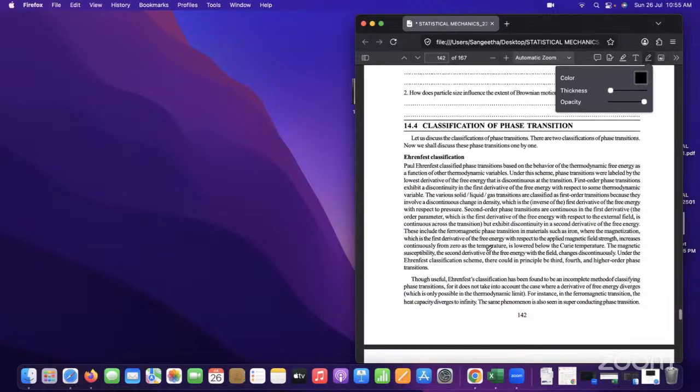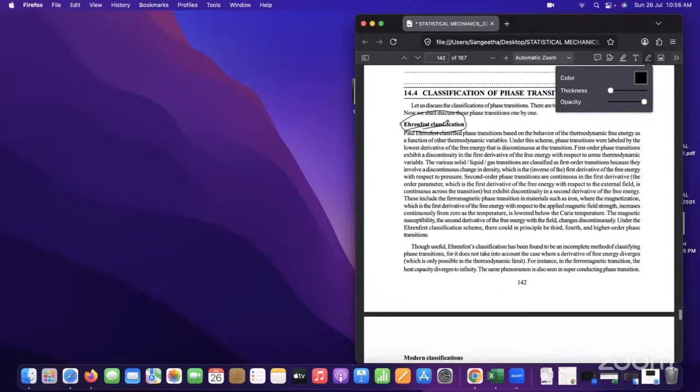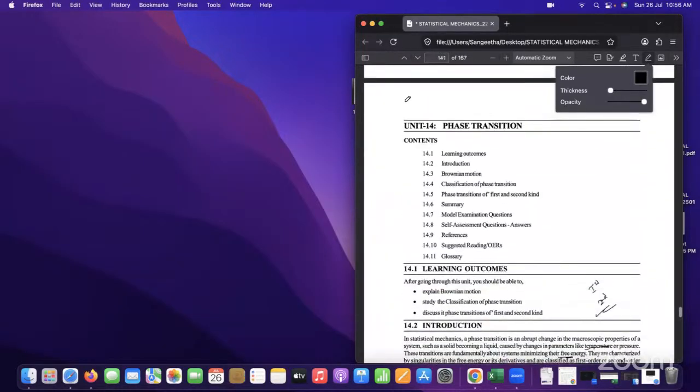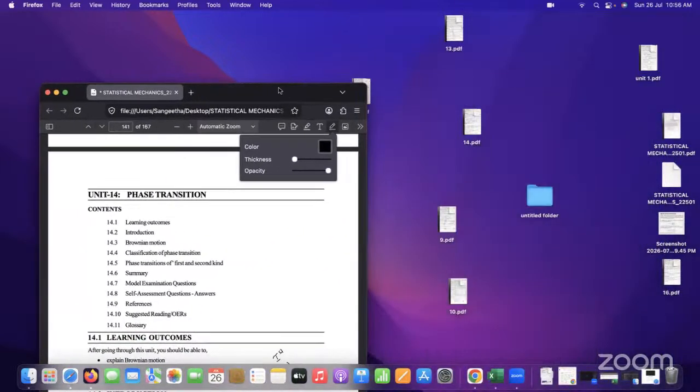Next, we will see the classification of phase transition. This phase transition is classified into two types. The first one is the Ehrenfest classification, and another is the modern phase transition classification. We will see what points we can discuss in the Ehrenfest classification. This is unit 4, is it? 14.